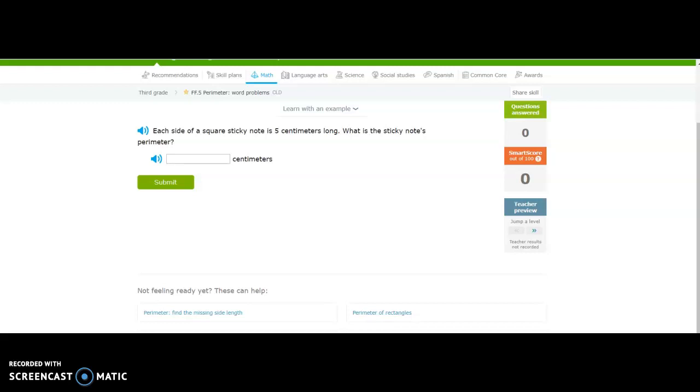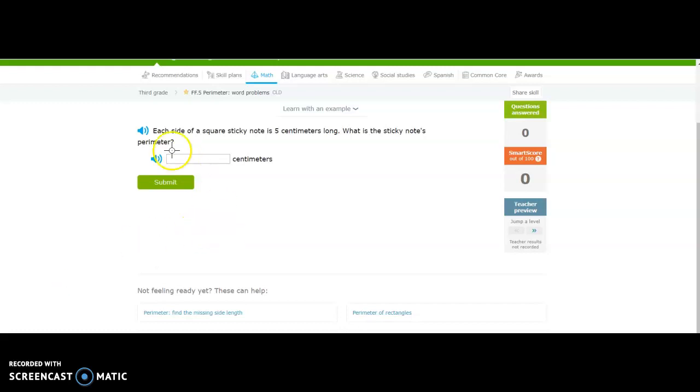Good morning. Today's Thursday, April 9th, and today you have an IXL about word problems, specifically about perimeter. So it's CLD, and I wanted to show you guys how to do this, how to think about it. You're going to need a piece of paper and a pencil so you can draw this out.